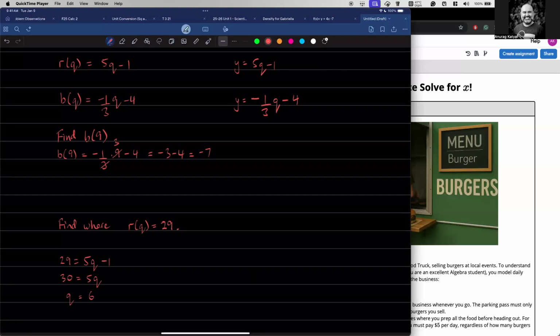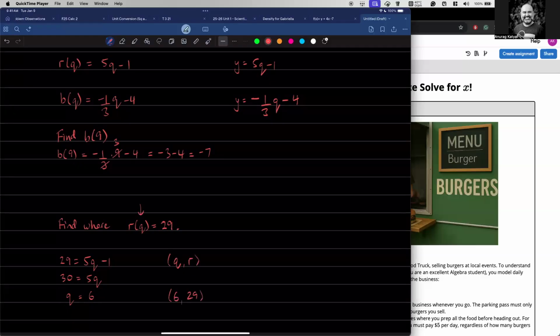What would be the point here? Something comma something. Think about what variable goes where. Who's the independent? Who's the dependent? Q is the independent because it's inside parentheses. R is the dependent. Didn't we just get Q was 6 and R was 29?